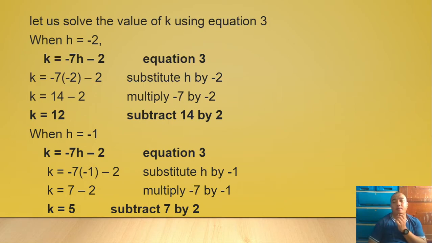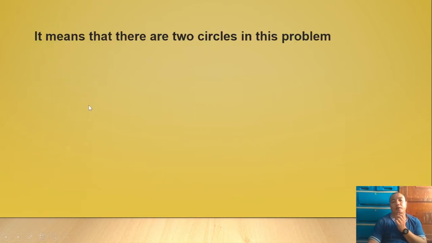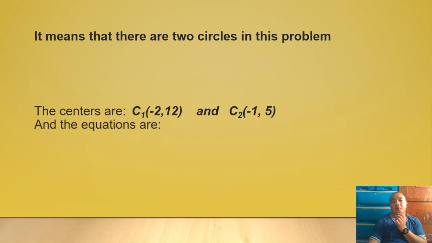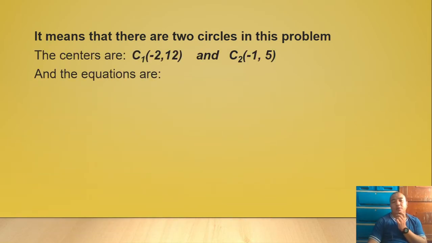with radius 5. So that means in this problem, there are 2 circles. Kasi dalawang center. Since there are 2 centers, there are 2 circles also. Okay, each has the same radius, which is equal to 5. So the centers are for circle 1, negative 2, 12, for circle 2, negative 1, 5. And what are the equations of circle 1?